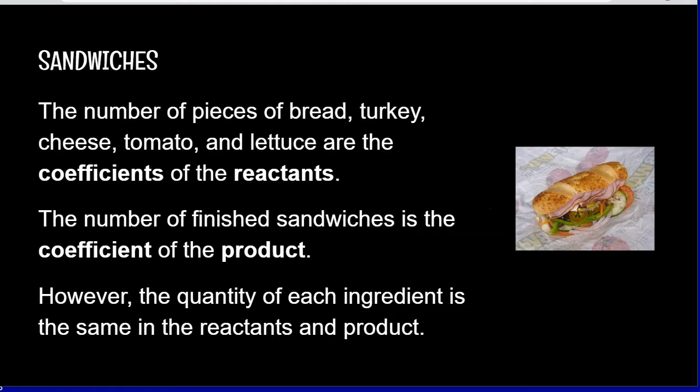So the number of pieces of bread and turkey, cheese, tomato, and lettuce, those are the coefficients of the reactants, and the number of finished sandwiches is the coefficient of the product. However, the quantity of each ingredient is the same in the reactants and on the product side. So the number you start with and the number you end with have to be the same.